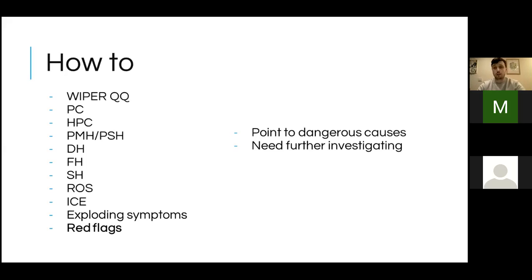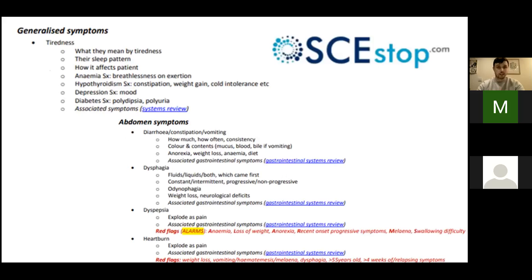OSCE Stop is a really good website. They give you lots of different exploding and red flag symptoms for lots of different presenting complaints. I really recommend going away and checking this, and it gives you them in this format. And we've mentioned some stuff already here: dyspepsia, red flags, anemia, weight loss, anorexia, melena, dysphagia, and swallowing difficulties. So it's really useful to have that structure in your mind and make sure that you cover every single red flag or most of the red flags depending on what's brought the patient in.